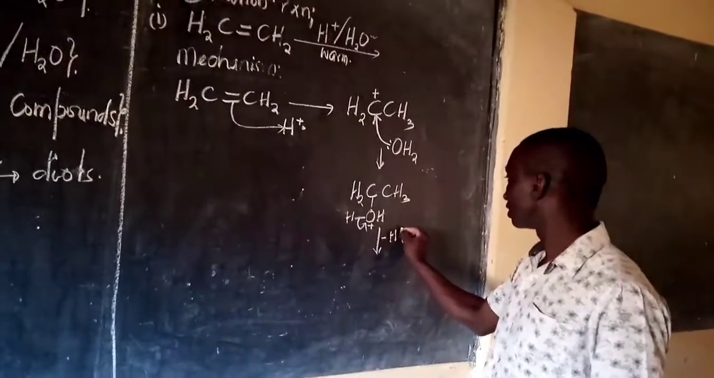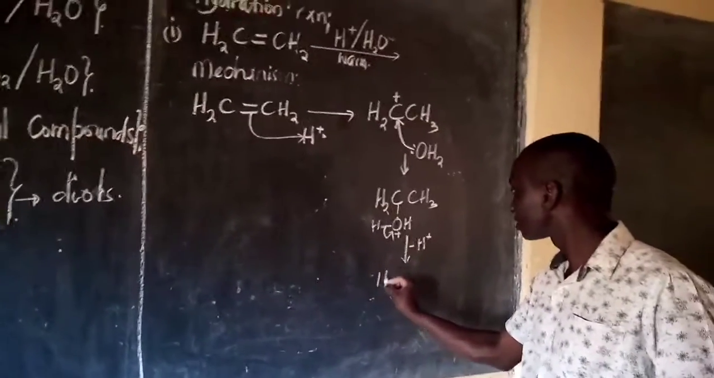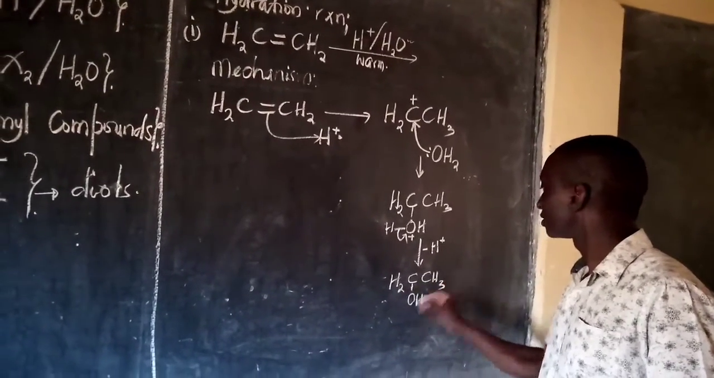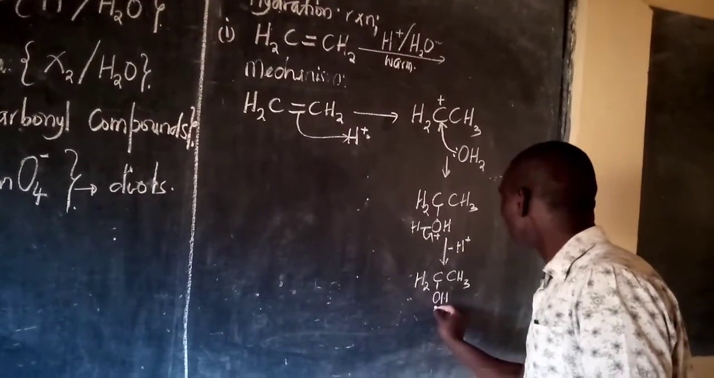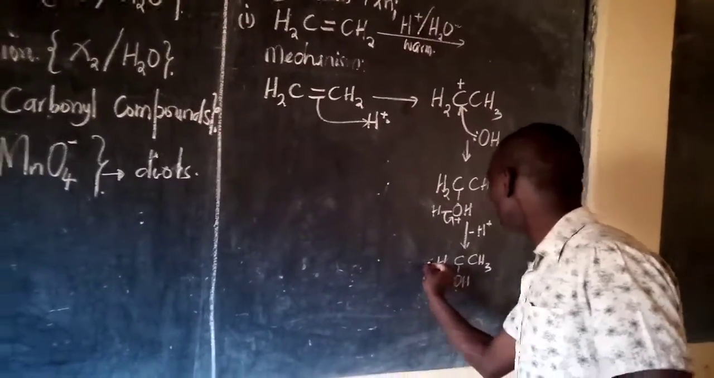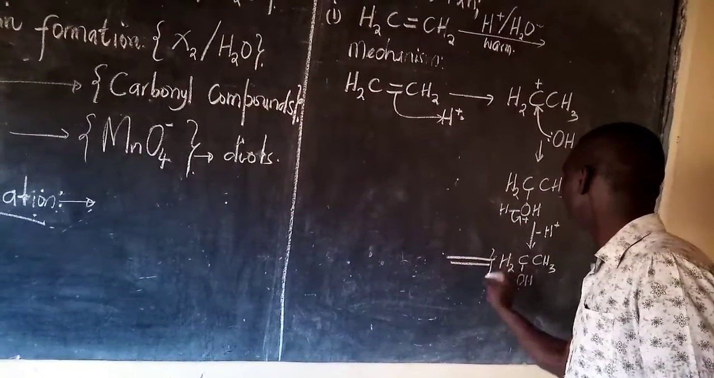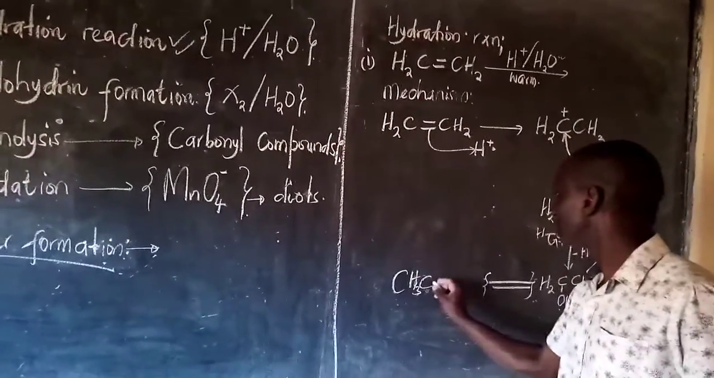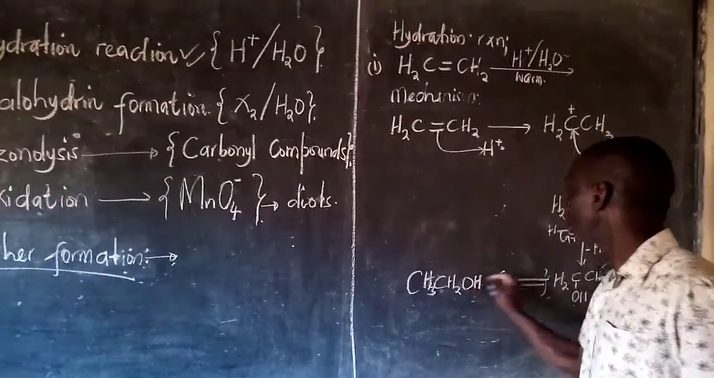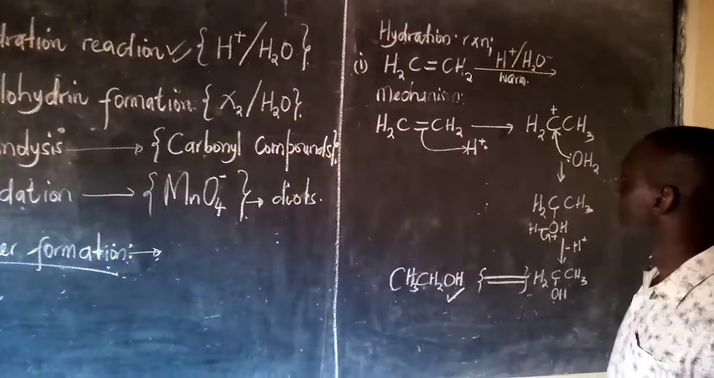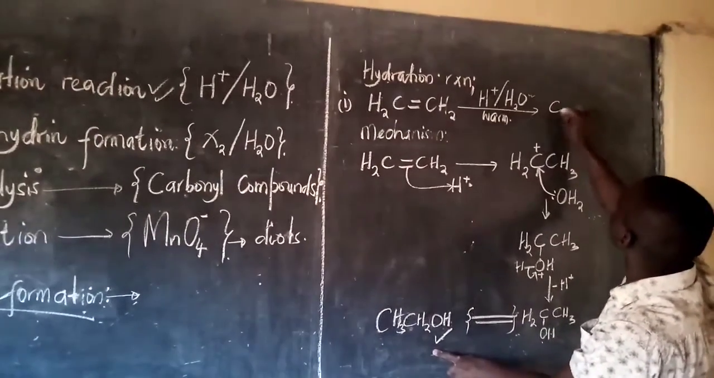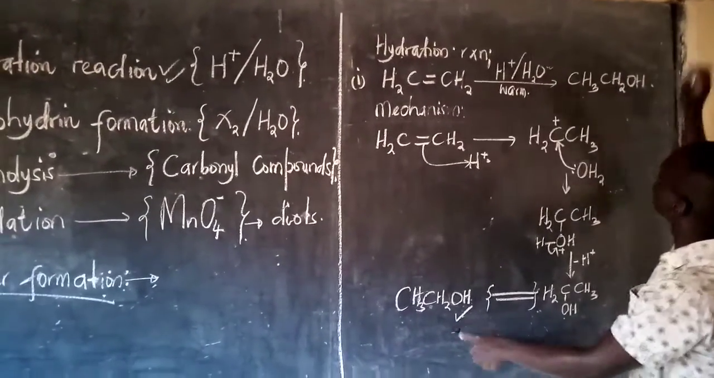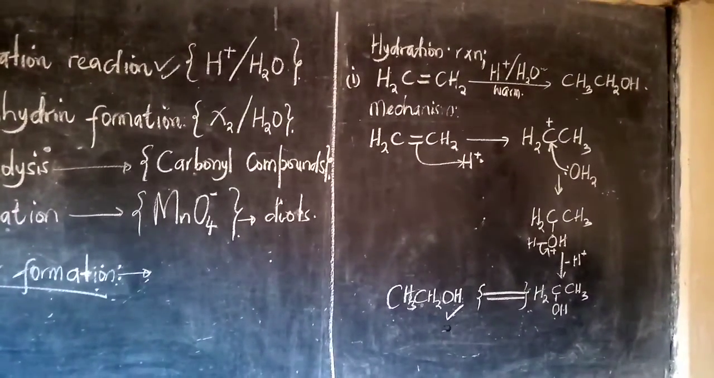So here we are losing a proton, and this will give us CH3, CH2, OH. If you look through that, this is the same as CH3CH2OH, which is an alcohol. That's what we form, and therefore we can bring it here and put it there: CH3CH2OH. That's what that reaction gives us.